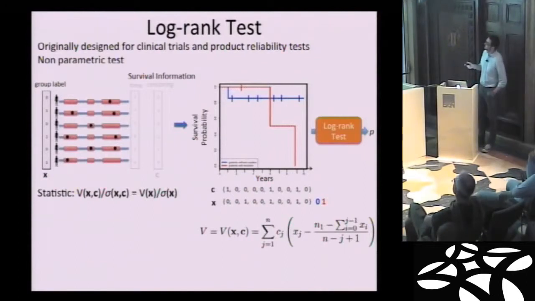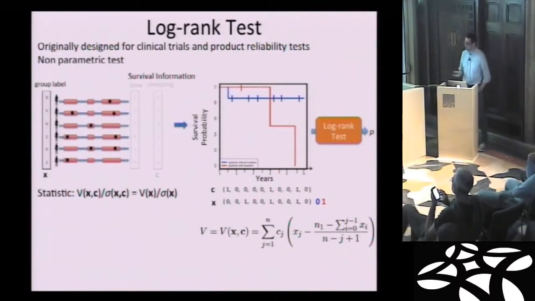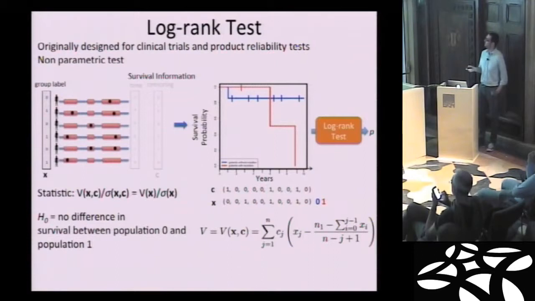So this is the numerator of the test statistic for the log-rank test that is given by this formula. And I'm presenting it just to show that it's not exactly an easy formula, even if it has a nice interpretation in terms of being the difference between the observed number of events in the first group minus the expected number of events in the second group, assuming there was no difference in survival between the two populations.